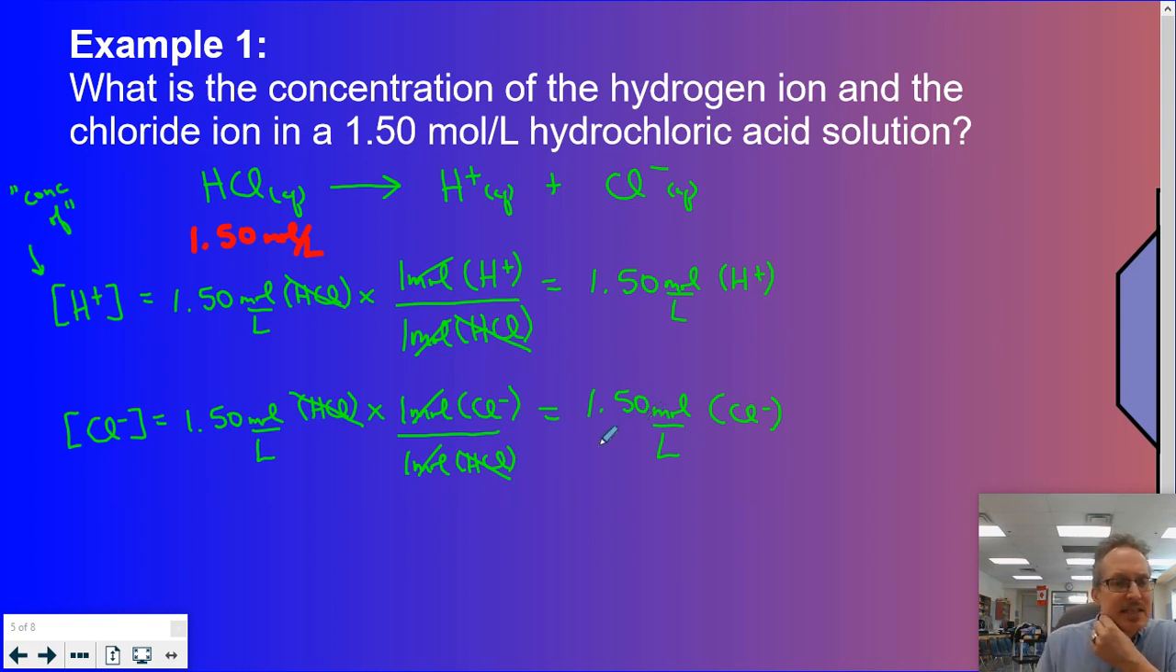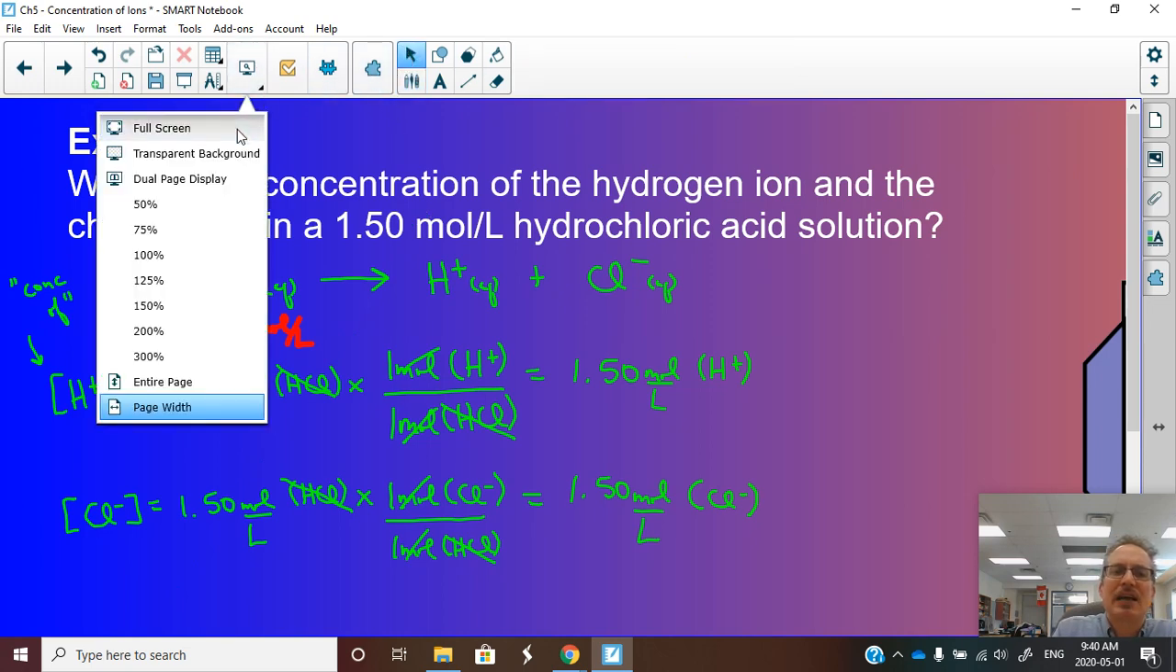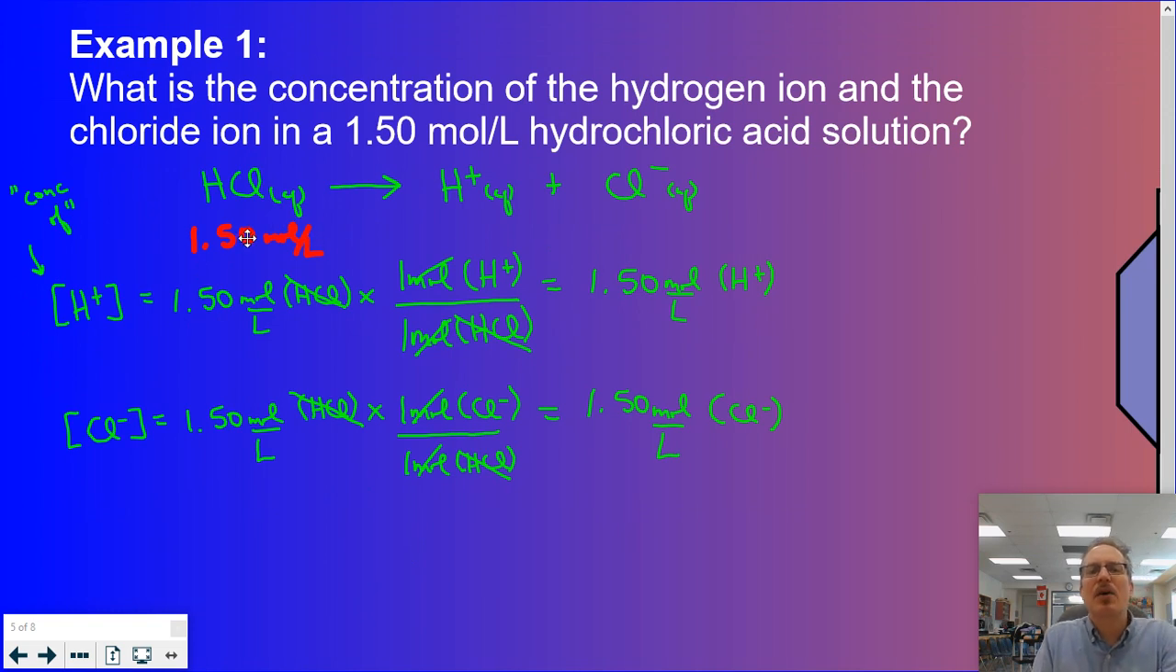Now, it's at this stage where people tend to get a little bit confused. They get confused because they get a little lost in the idea of concentration. And they go, how can I have 1.50 moles per liter of HCl and it splits into two substances? Shouldn't my concentration split into two things? Like, shouldn't we divide it by two? How are both of these numbers exactly the same?